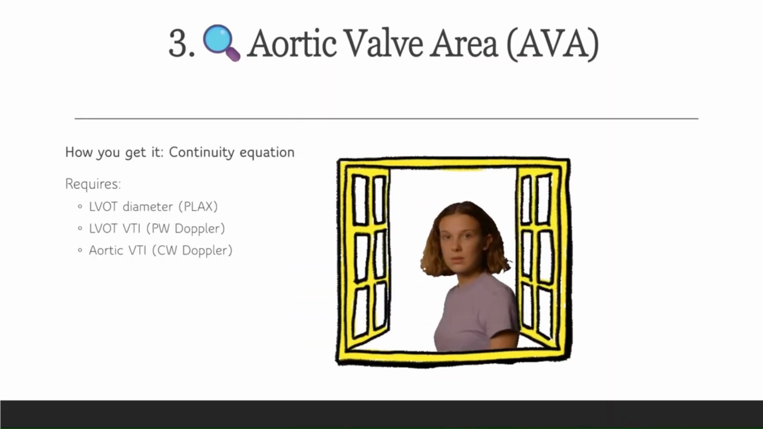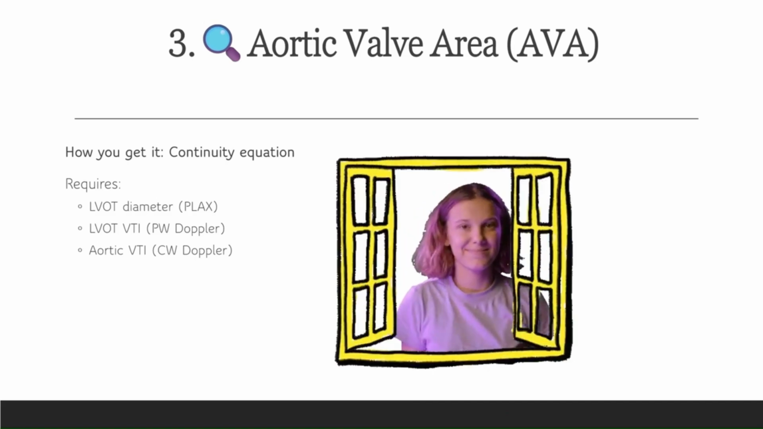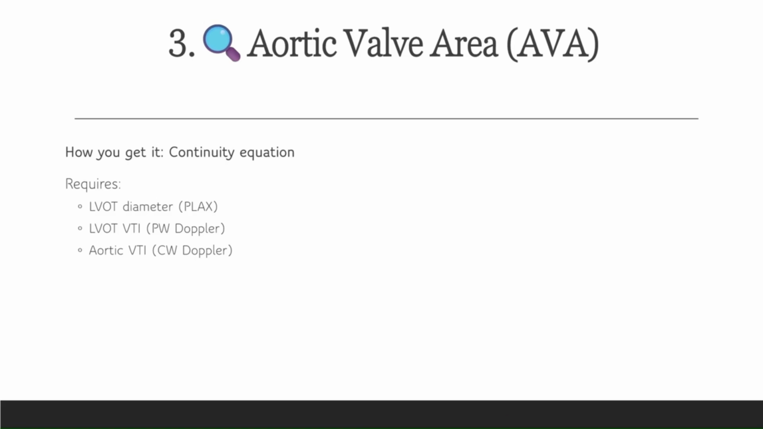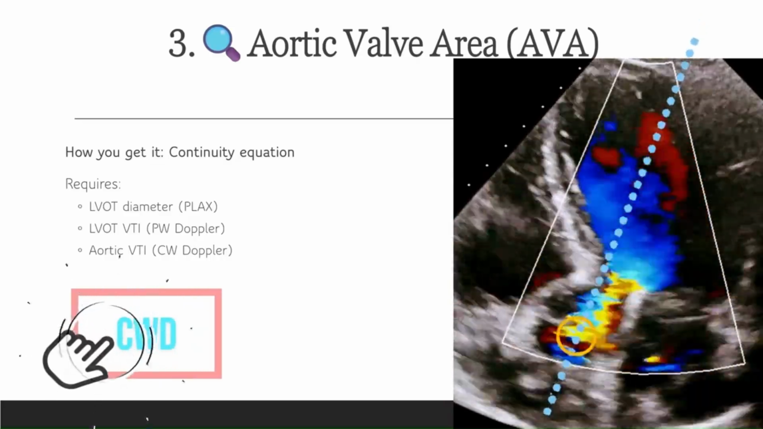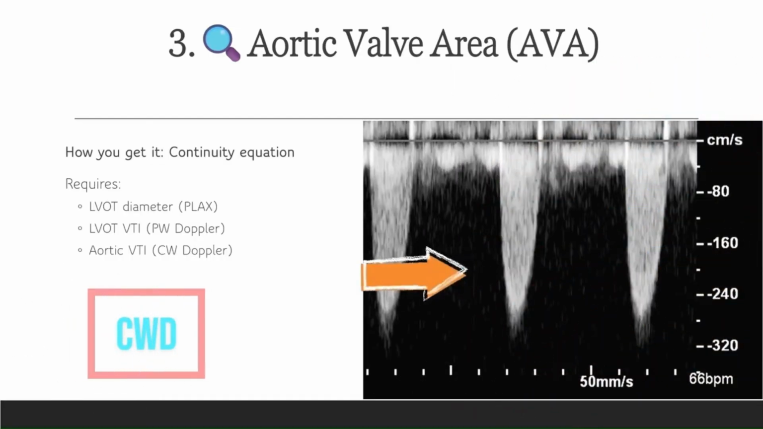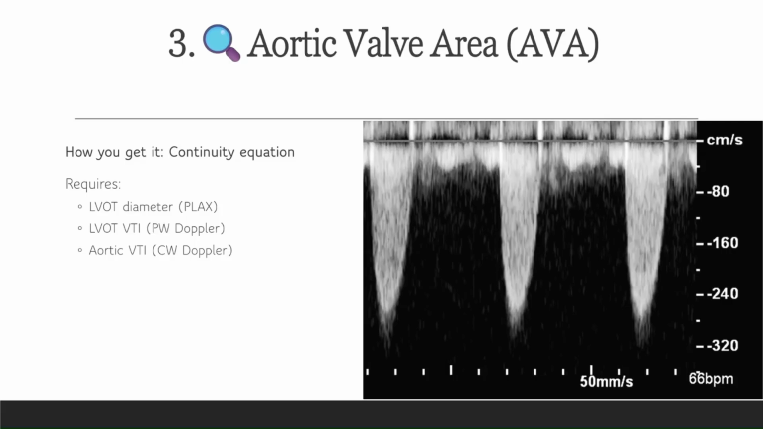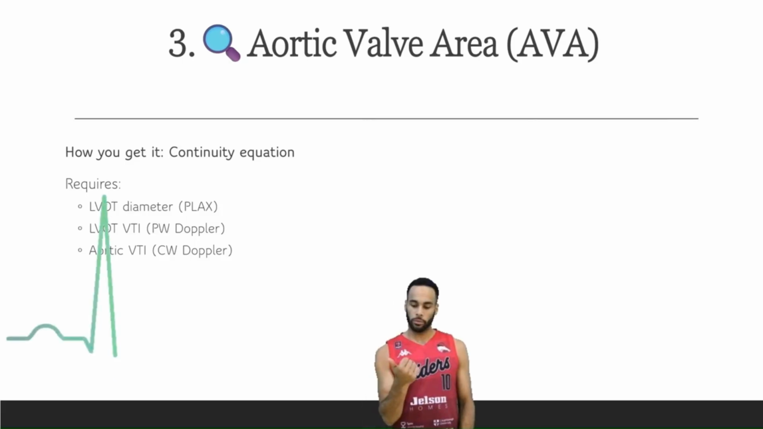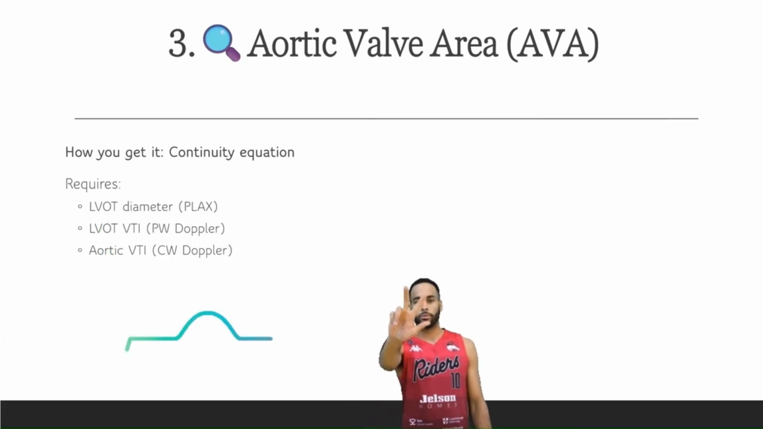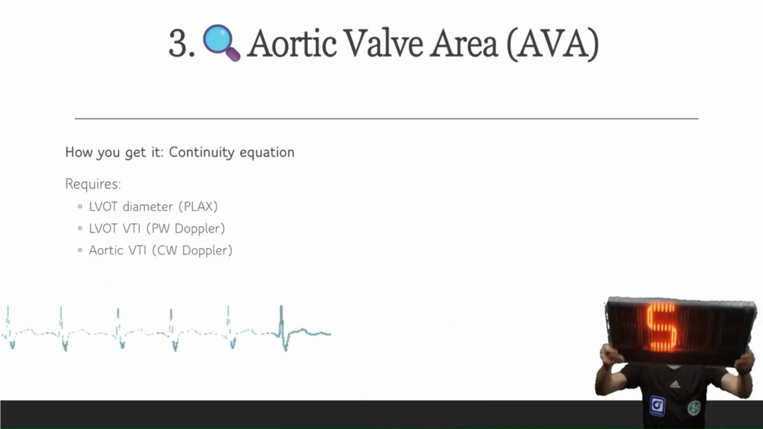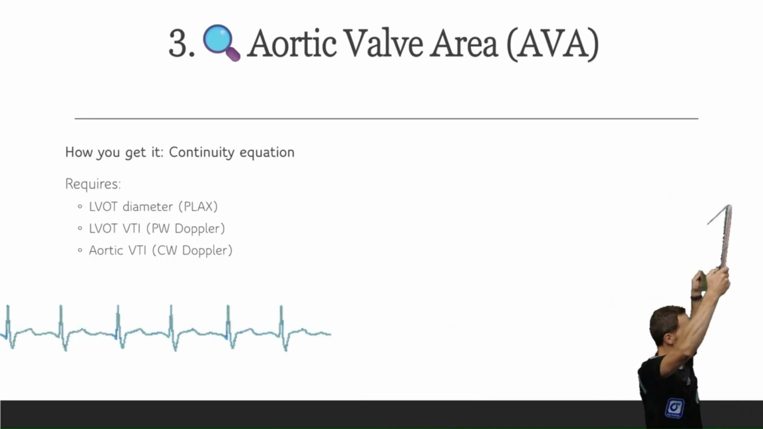In each window, align the continuous wave cursor as parallel to the flow as possible. Identify the aortic stenosis jet. It should be a dense, high velocity spectral signal. For patients with a normal EKG, record 3 or more beats. For patients with an irregular EKG, record 5 or more beats.